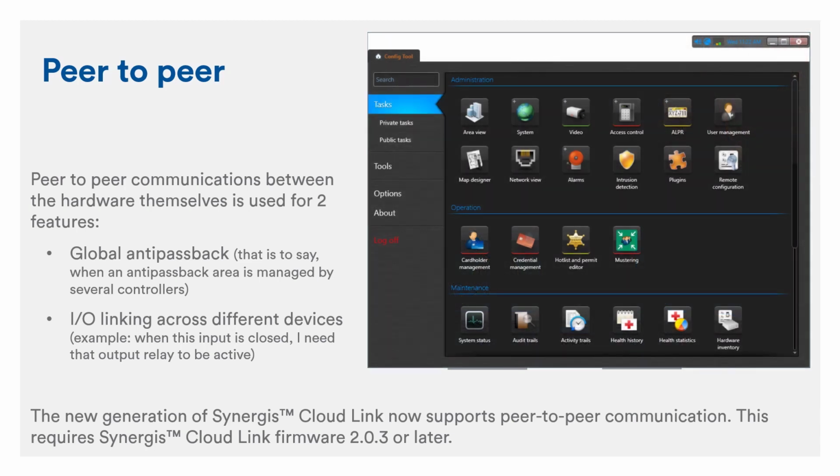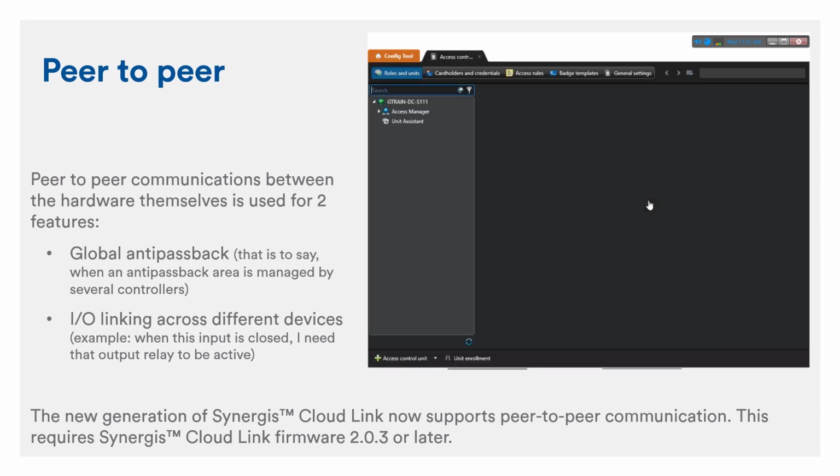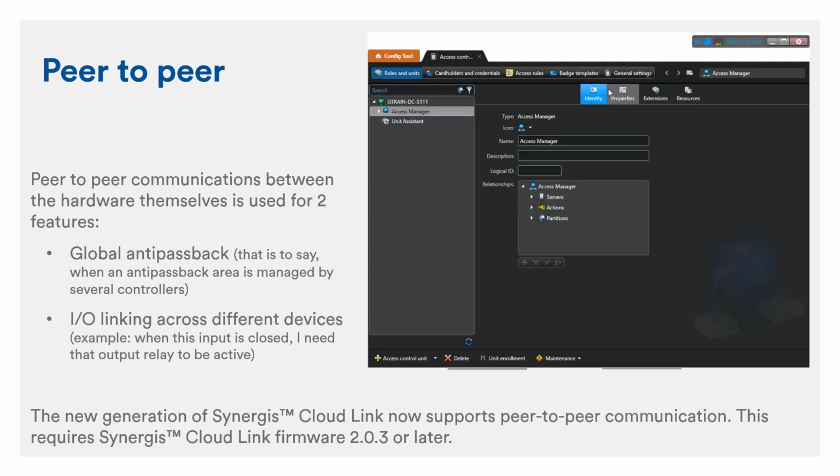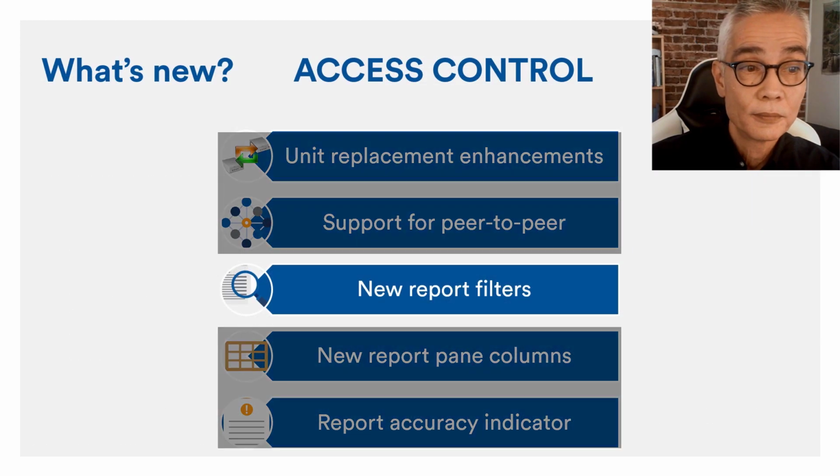Peer-to-peer communication between the hardware is not enabled by default. To enable the peer-to-peer communication feature, this is done in the Config Tool application. We need the Access Control Roles and Units task, where we will select the Access Manager Server role, and by displaying its Properties tab, we find the checkbox here to activate peer-to-peer. This is unselected by default. Once selecting it, it will enable peer-to-peer communications for all connected Synergis Cloud Link units.